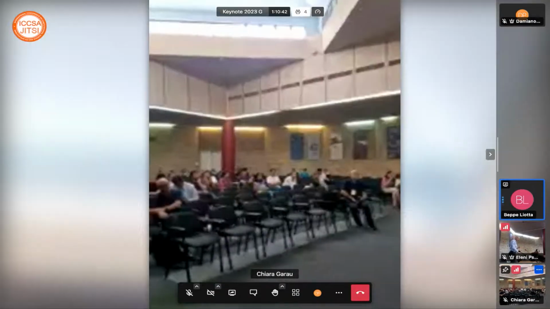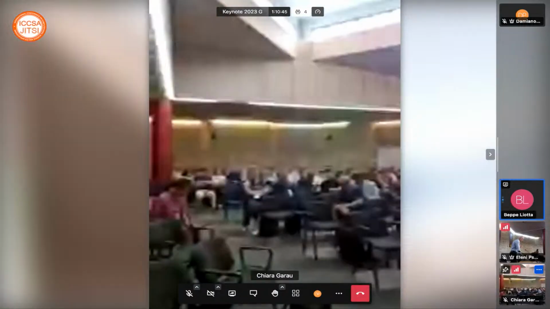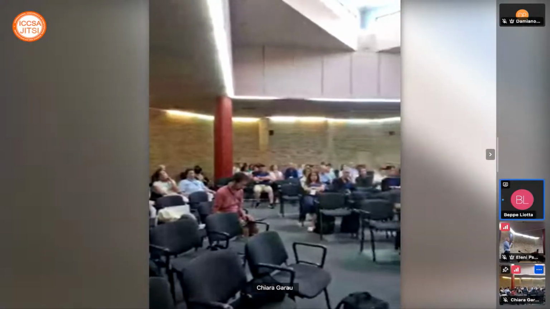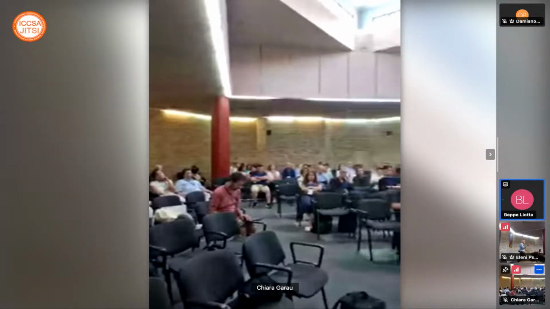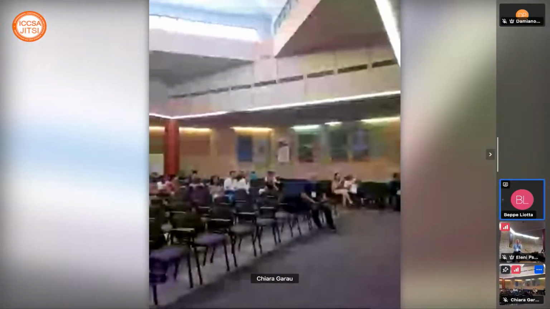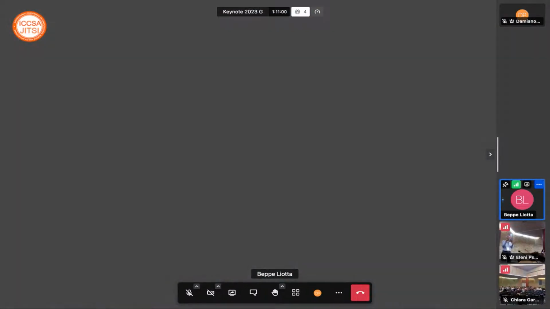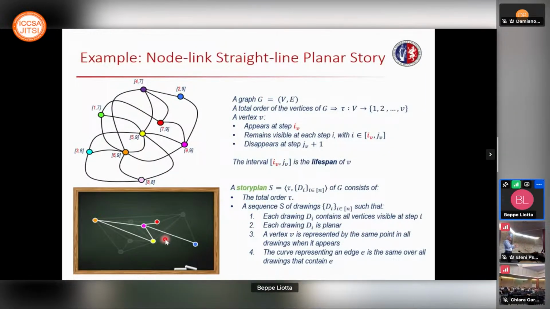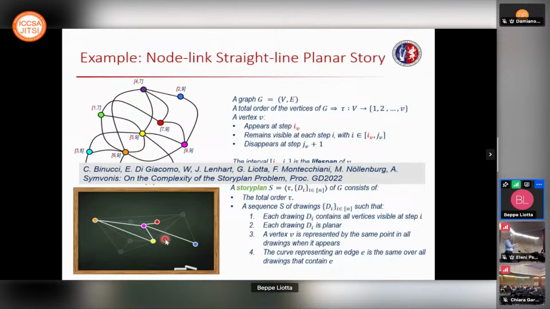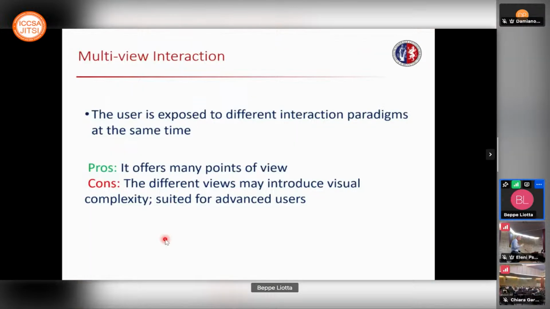So when you have to design and construct such a story, it's called the story plan. You have basically to find a total order on your set of vertices so that they appear in that order, and each of them has what's called a lifetime, and you have to design the lifetime so that some optimization readability criteria are satisfied. So it's a multi-objective combinatorial optimization problem.